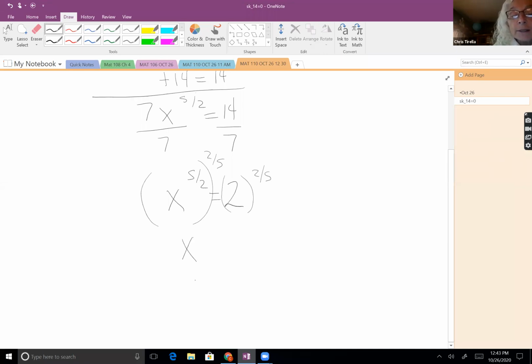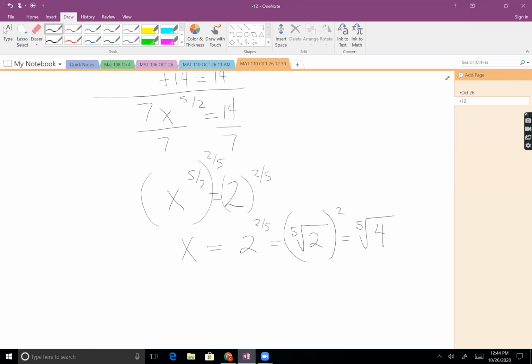On this side, I'll get x. On this side, I'll get 2 to the 2/5, which means I'm taking the 5th root of 2 and squaring it. Or I think that they would probably like it better if you wrote that as the 5th root of 4, squaring first. Did they ask you to express it with rational exponents, or did they ask you to put it in radical form? It says type an exact answer in simplified form. Use comma to separate answers as needed. Okay, so this would be what they'd be looking for.